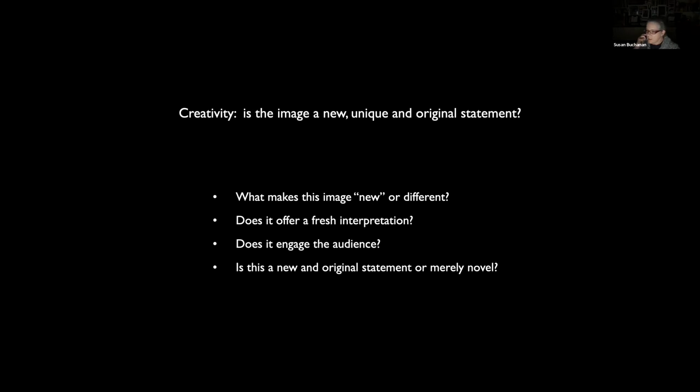And you can look at his questions there. Does it offer a fresh interpretation? Does it engage the audience? I've never seen anyone do a nude like this. So I'm hoping that this is marked as an original and creative attempt.